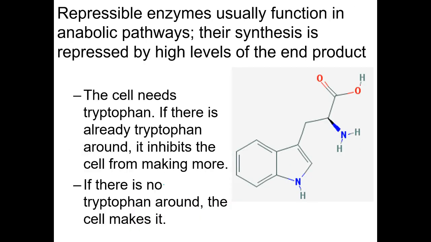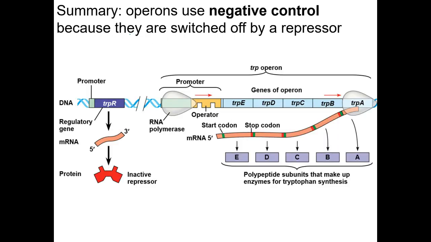Going back to the tryptophan one, repressible enzymes are usually part of anabolic pathways. So their synthesis is repressed if you have a lot of the end product around. The cell needs tryptophan, but if your human is eating a lot of tryptophan, then you don't need it, right? So you're not going to produce it. High levels of tryptophan are going to turn off the operon, as opposed to the lactose one, where high levels of lactose will turn it on. So the summary is that these operons use negative gene control because they're switched on and off by a repressor. It doesn't matter whether that repressor is normally made inactive, like the tryptophan one, or normally made active, like the lac operon. If you have a repressor, we're still going to call it negative gene regulation.